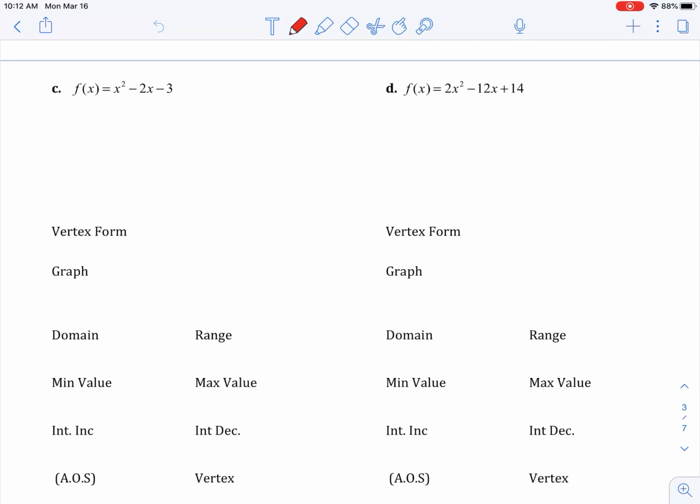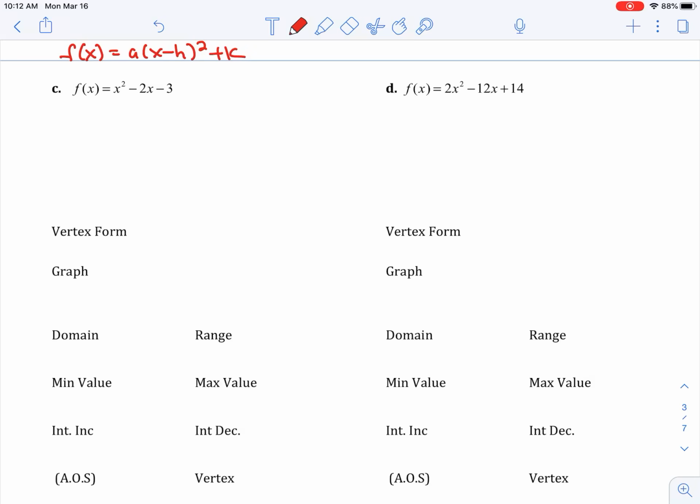Okay, now we are going to look at number 2C. So the equations we were looking at were in vertex form. They were in the form f(x) = a(x - h)^2 + k. And if we look at 2C, we're looking at our quadratic equation, and it is in standard form. It is not in vertex form.